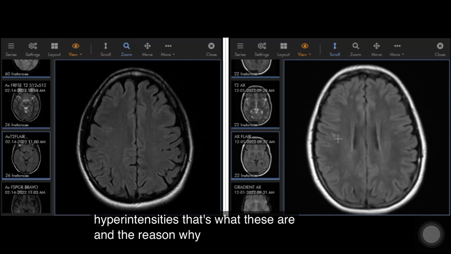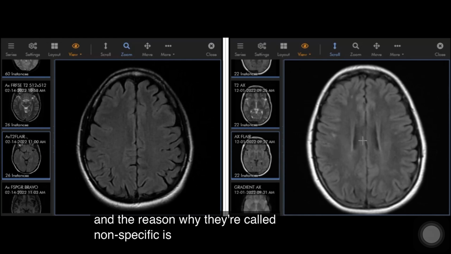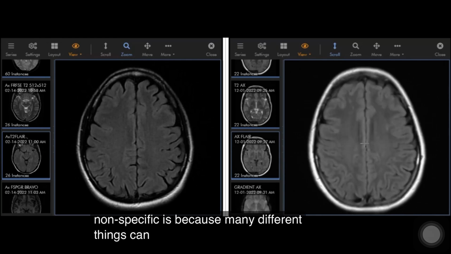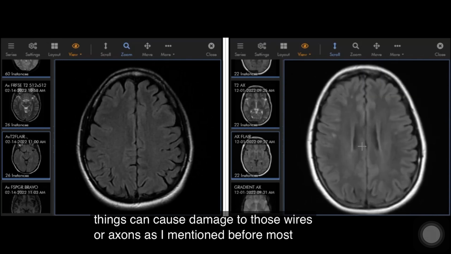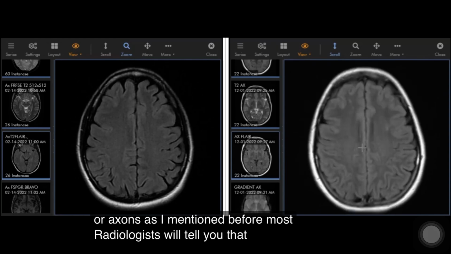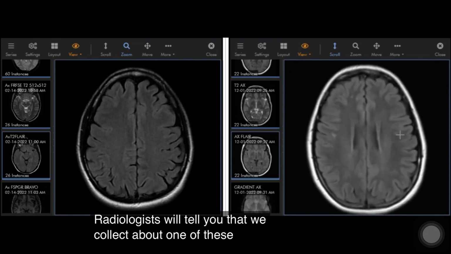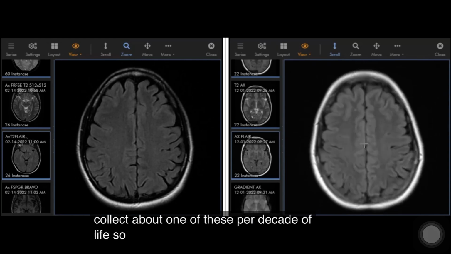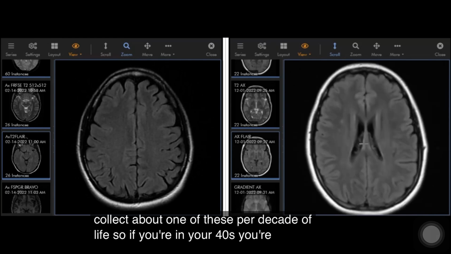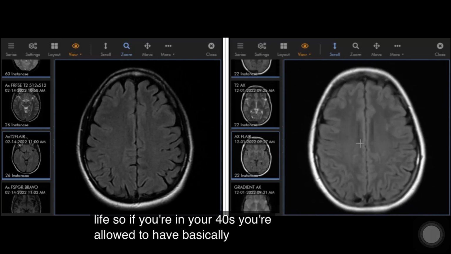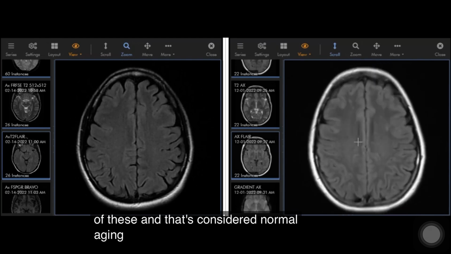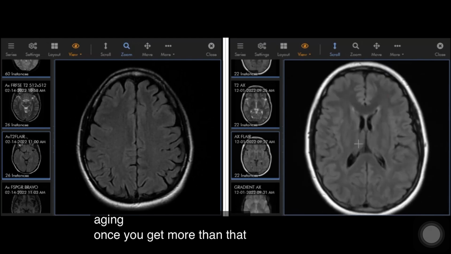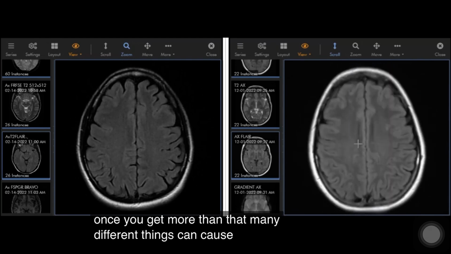And the reason why they're called non-specific is because many different things can cause damage to those wires or axons, as I mentioned before. Most radiologists will tell you that we collect about one of these per decade of life. So if you're in your 40s, you're allowed to have basically 4 or 5 of these, and that's considered normal aging. Once you get more than that, many different things can cause these.